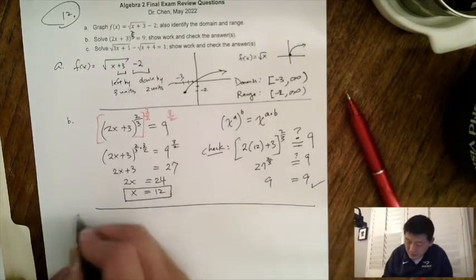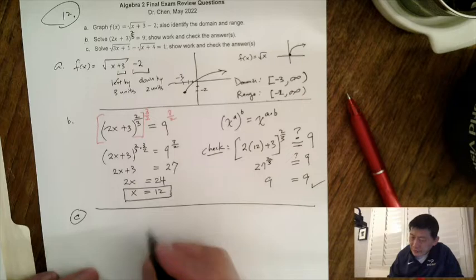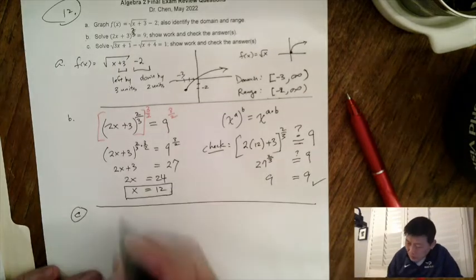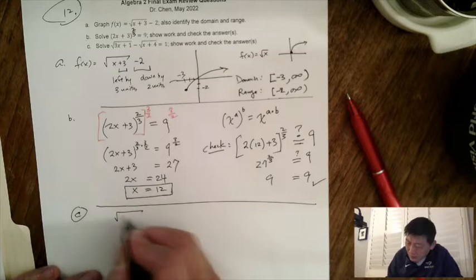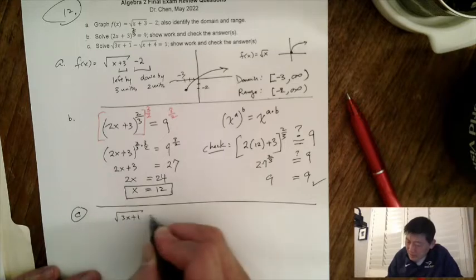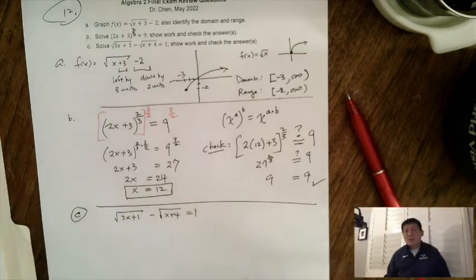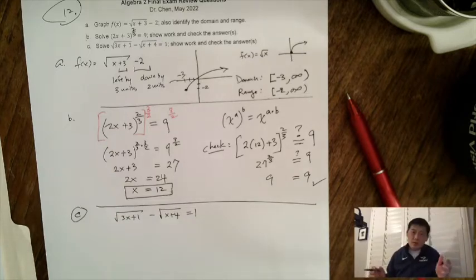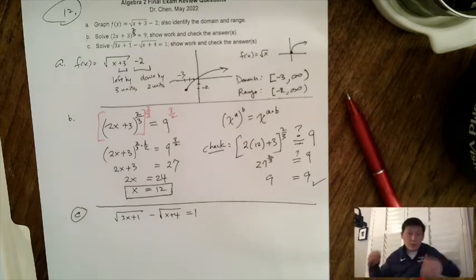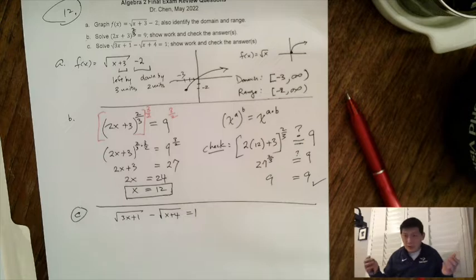Okay, lastly, part C, solving a radical equation. We have the square root of 3x plus 1 minus the square root of x plus 4 is equal to 1. Now, typically, if you have a radical equation with only one radical on one side of the equation, or one radical on both sides, then you can just square both sides, and that's the easiest thing.